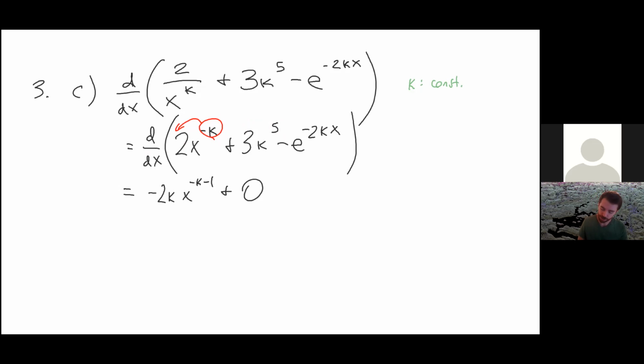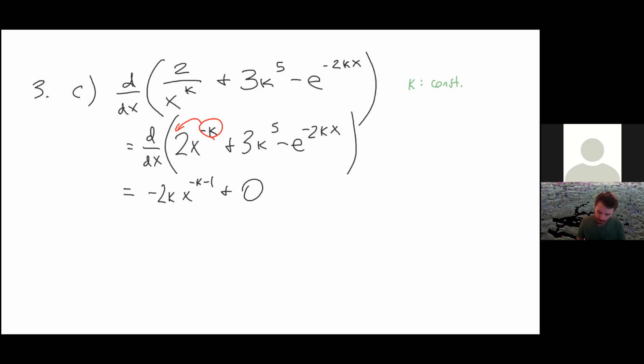Okay. If it helps, think about what if k was equal to 2? Then 3k to the 5th would be 96, I think. And the derivative of 96 is 0. So whatever k happens to be, it doesn't matter. It's a constant. Its derivative is 0.